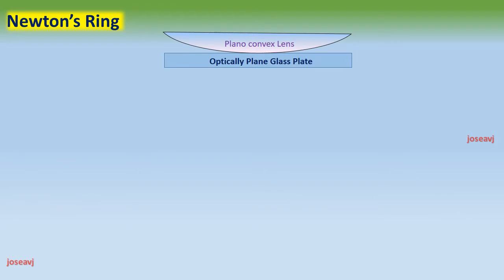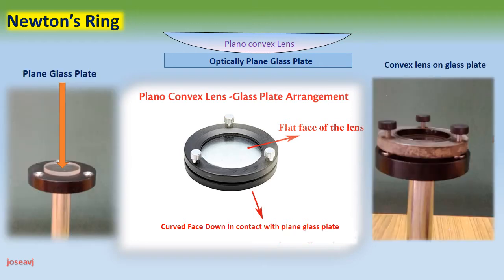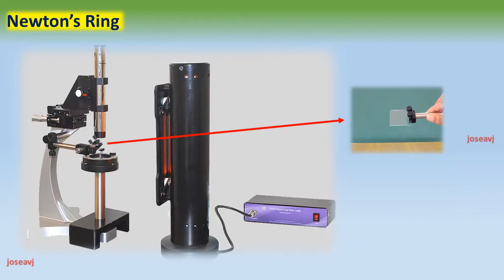A plano-convex lens of large radius of curvature is kept on top of an optically plane glass plate. This is the arrangement of lens and glass plate, with the flat face of the lens facing up and the curved face in contact with the plane glass plate. A transparent glass plate inclined at 45 degrees turns the light rays coming from the source through 90 degrees, so that rays fall normally on the plano-convex lens.